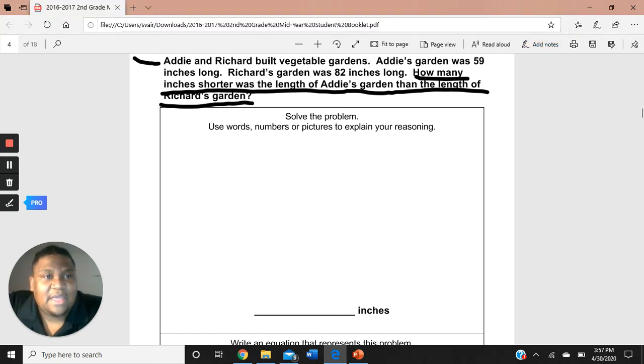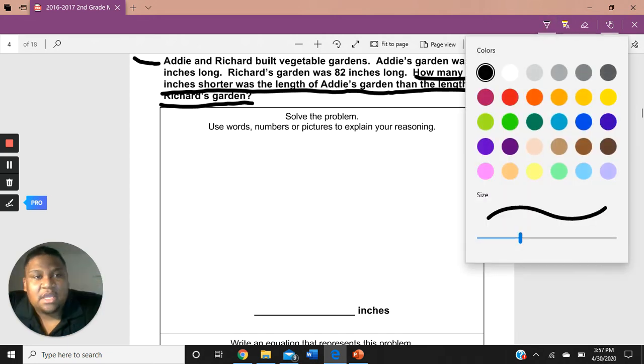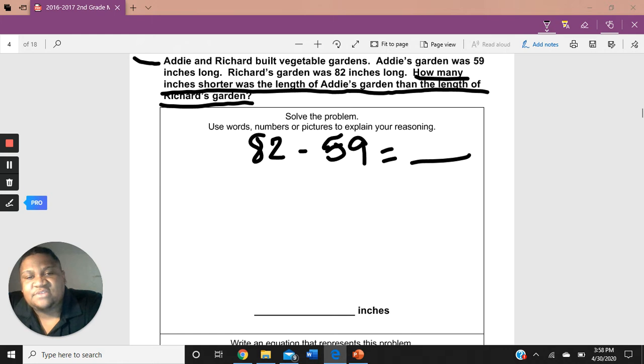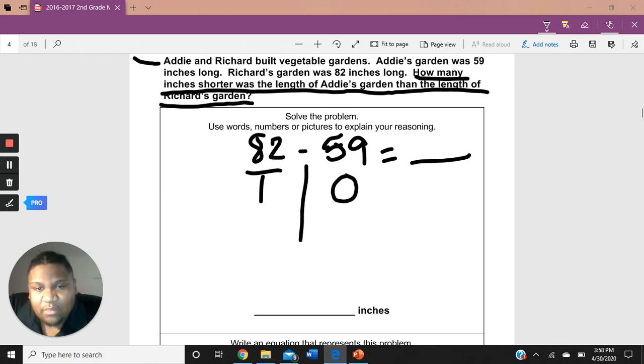So let me do that. Okay, here we go. 82 subtract 59 equals blank. Let me make my 5 a little bit more clear. 82 subtract 59. So we know that these two numbers are two-digit numbers. So we know that they consist of tens and ones. So my tens and my ones.